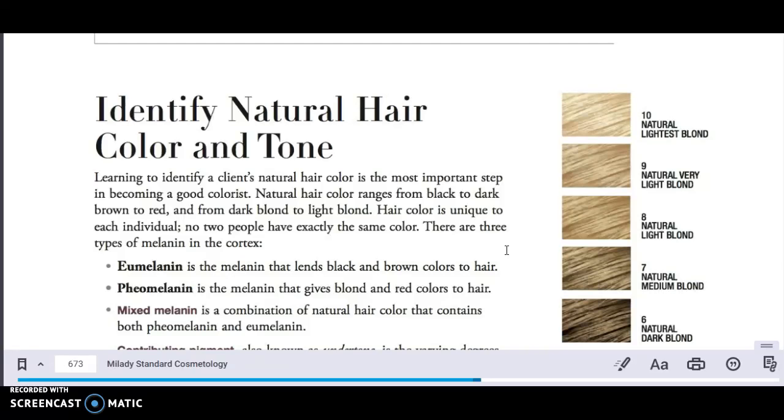There are 3 types of melanin in the cortex. Eumelanin is the melanin that lends black and brown colors to the hair. Pheomelanin is the melanin that gives blonde and red colors to the hair. Mixed melanin is a combination of natural hair colors that contain both pheomelanin and eumelanin.